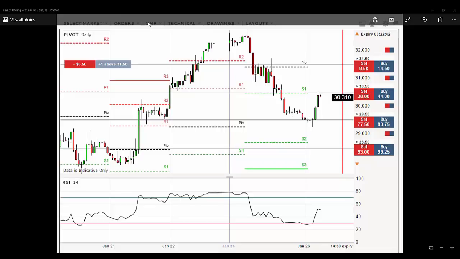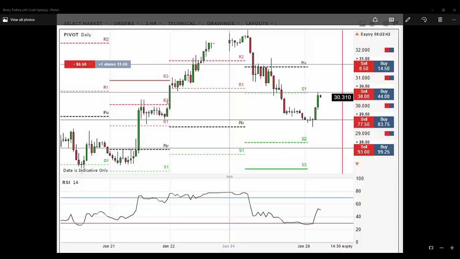This is a 1 hour chart. And I have my own RSI, so I don't necessarily use this one. But again, I'm just trying to show you the different price patterns. In this case, you can see the S1 is support one. This is pivot.